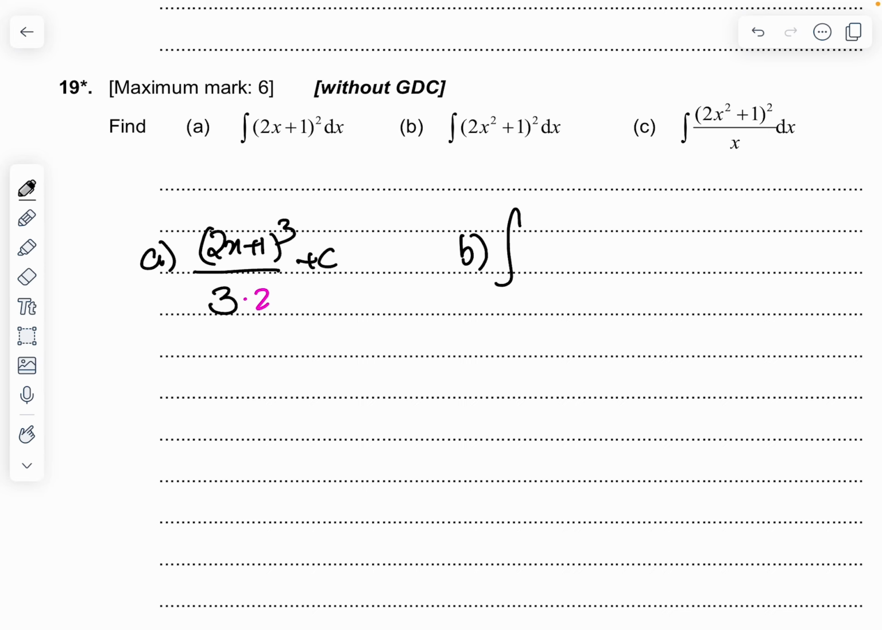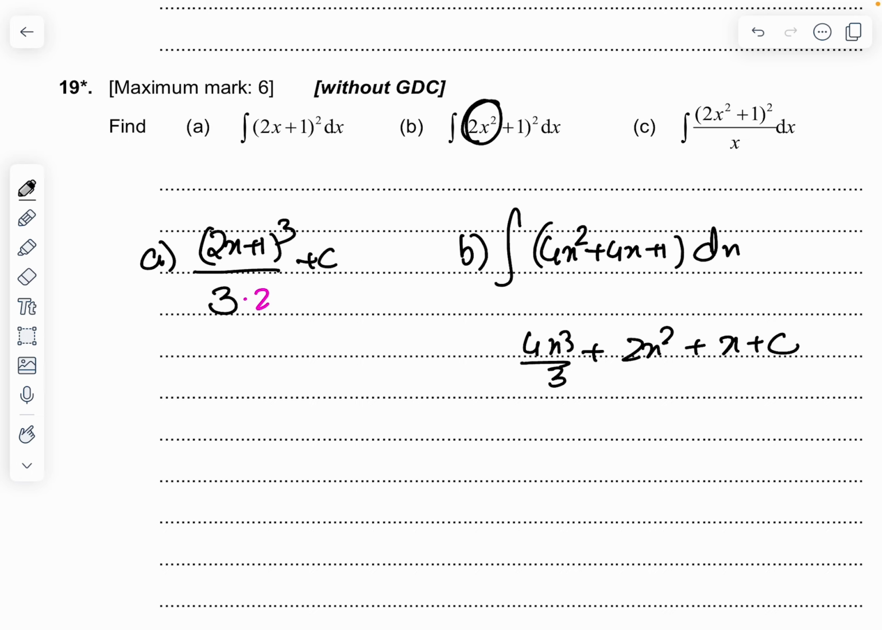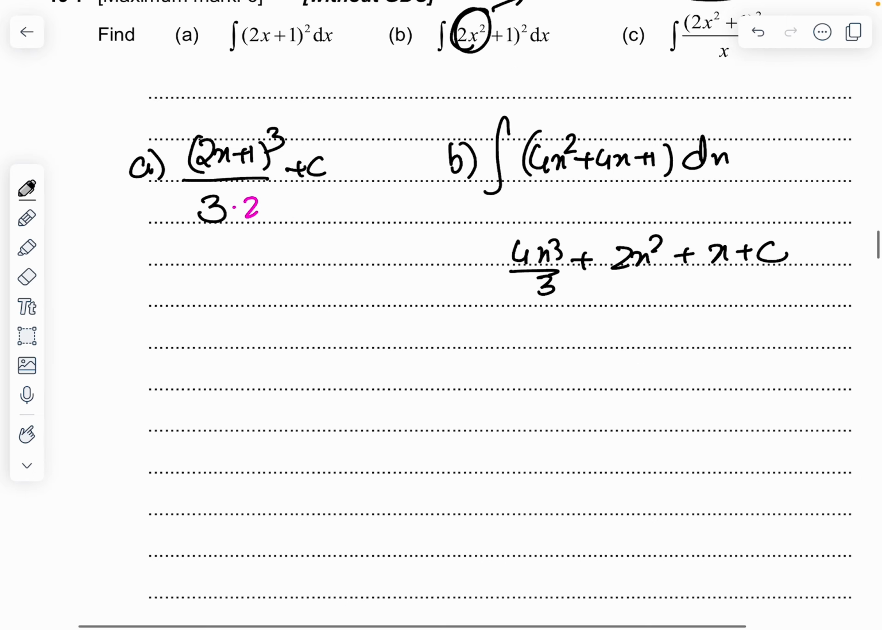So integral of 2x square expansion is 4x square plus 4x plus 1 dx. Then it will become 4x cube upon 3 plus 2x square plus x plus c. Because if I want to divide by the derivative of the basic function, it becomes 4x. 4x is a variable. We will never divide by a variable. We can divide by a constant. So that is the reason we don't do it that way.